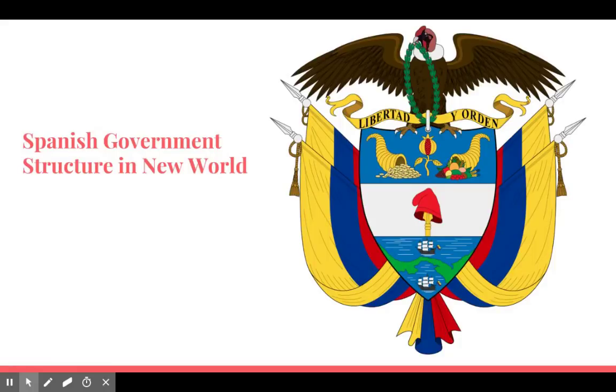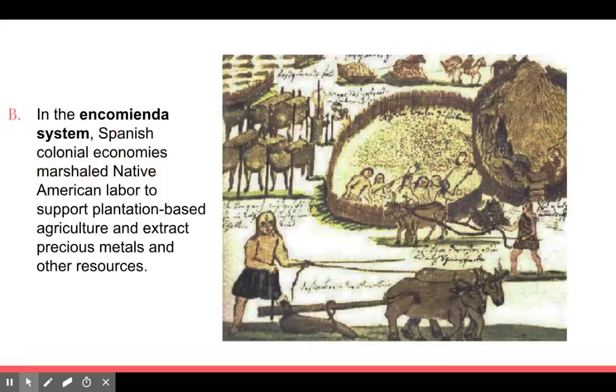The king controls the province, but the province is technically ruled by a royal governor in New Spain, which is Mexico. In each of these provinces, there are haciendas, or large plantations, and they use the encomienda system to gather resources. Under the encomienda system, Spanish colonial economies used Native American labor, slave labor, to support plantation-based agriculture and to extract precious metals or mine other resources.